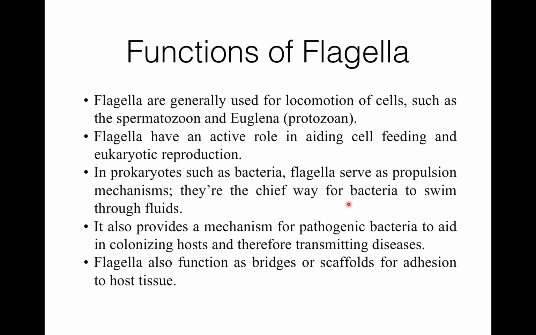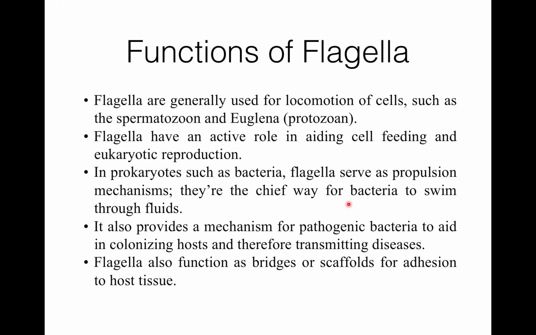Now, functions of flagella. They are generally used for locomotion of cells, such as spermatozoon and euglena. Flagella of the choanodermal cells of coelenterates help in circulating the food in the coelenteron. Flagella have an important role in aiding cell feeding and eukaryotic reproduction. They also serve as a propulsion mechanism in prokaryotes like bacteria, and they are the chief way for bacteria to swim through fluid.